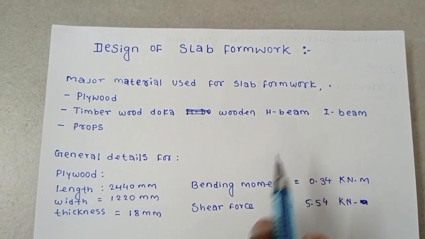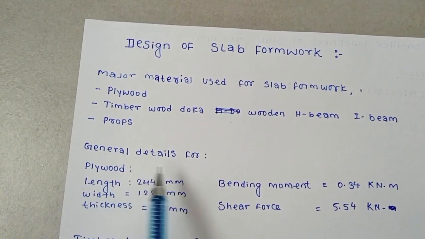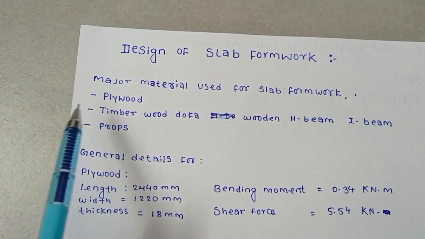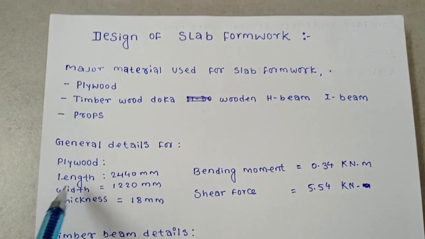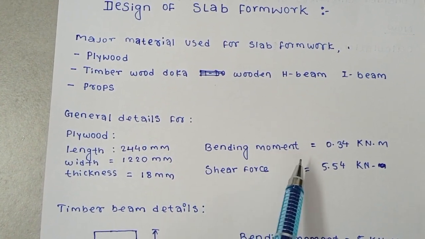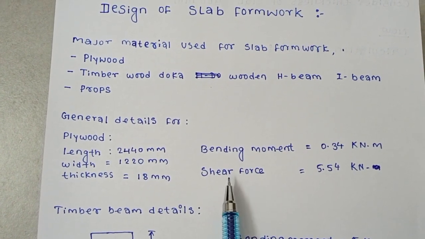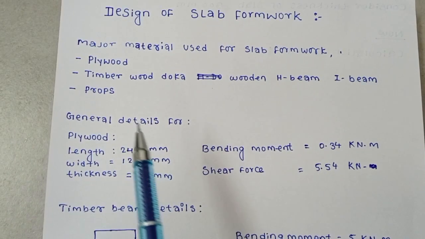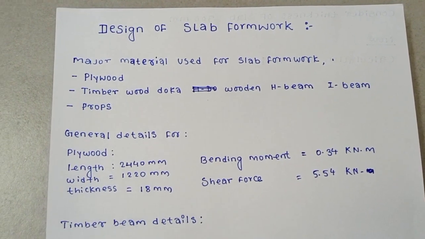I-beam, they are all the same only. Then vertical props. Some general details for all those things like plywood, timber and props: what the general details are is length, width, thickness. Then bending moment and shear force as per the testing certificate, test report, or else the manufacturer's test report.